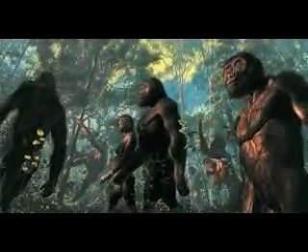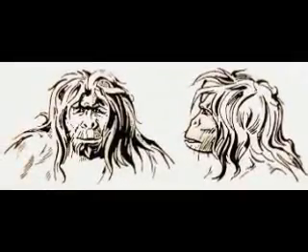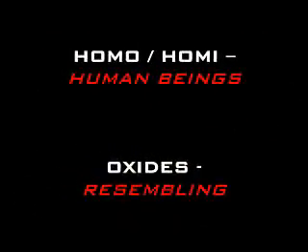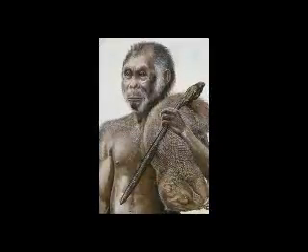Hominoids are broad-shouldered, tailless primates that include all living and extinct apes and humans. The word hominoid comes from the Latin root words homo or homi, which means human being, and the suffix oid, which means resembling. The reason why the first fossil apes were called such was because of the resemblance to humans.